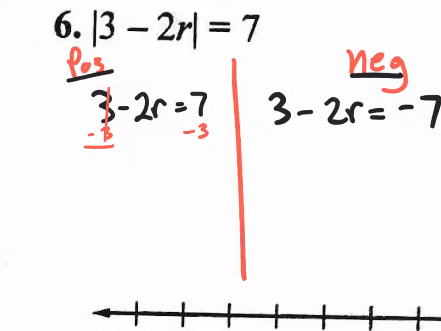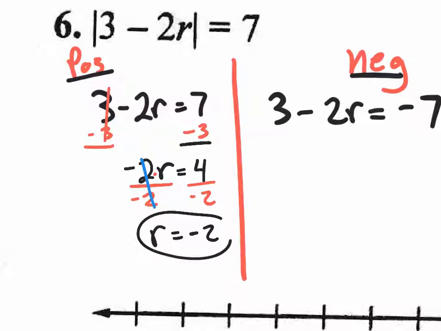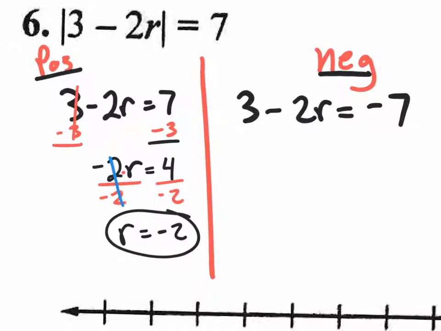That 3 cancels. You have a negative 2r left over. Over here, the 7 take away 3 is 4. So after that, you want to get rid of the multiplication of negative 2 right in front of the r by doing the opposite, which is dividing by negative 2. That'll cancel out. What you do to one side, you do to the other side. So you're going to divide by negative 2 over here. You will have r left over equaling negative 2. And that's one answer.